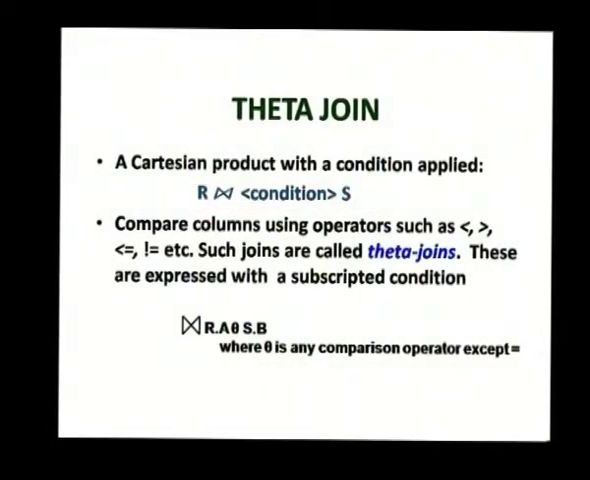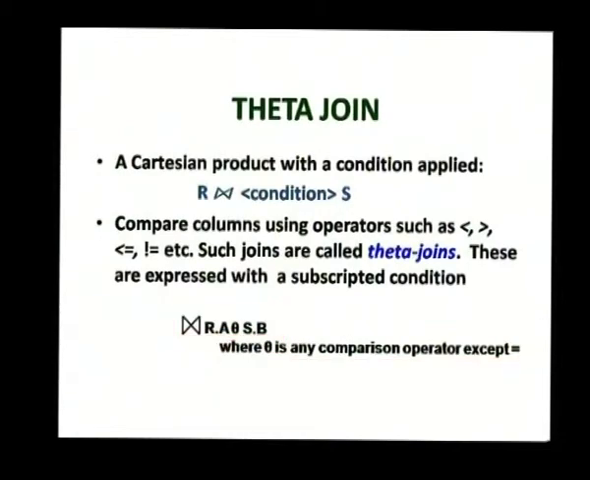Now, let us go into each of the join operations one by one. First, let us talk about the theta join. Theta join is actually the join we have already defined, where R and S are two relations that are joined based on some condition. The condition here can be related by Boolean operations, as I have already told you, less than, greater than, and so on. Such joins are called theta joins, and these are expressed with a Boolean condition as the subscript. Theta is put there as a subscript.